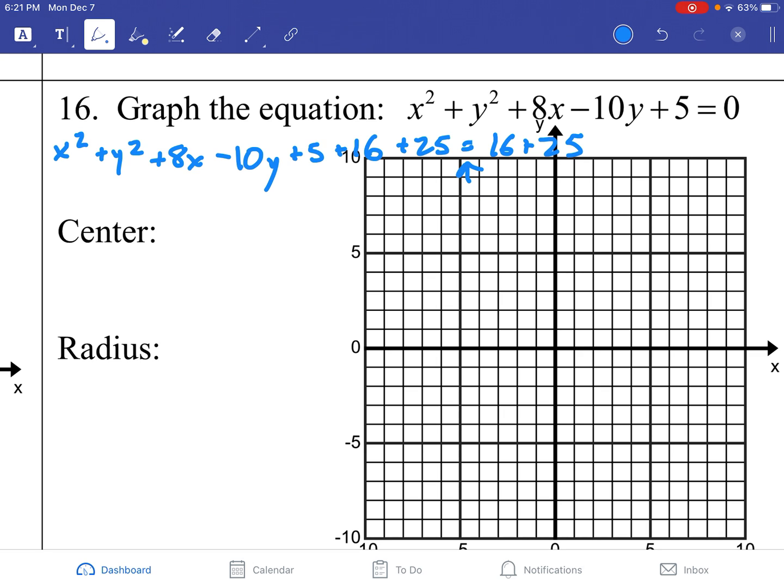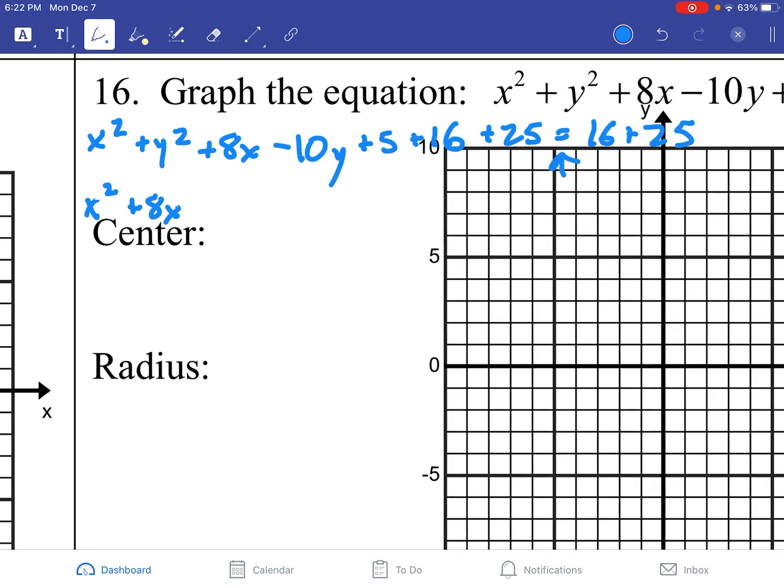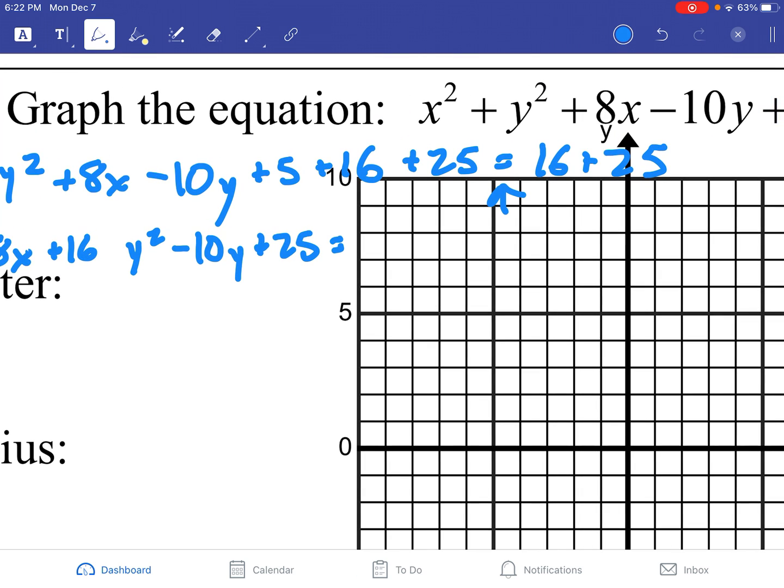Okay. We're then going to rearrange everything so that the pieces that belong together are next to each other, which includes the x squared, the 8x, oops, the y, the 16, then the y squared, the negative 10y, the 25, and everything else is going to move to the other side.